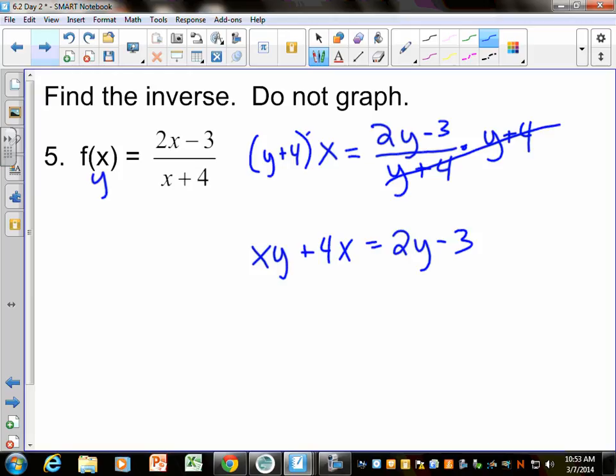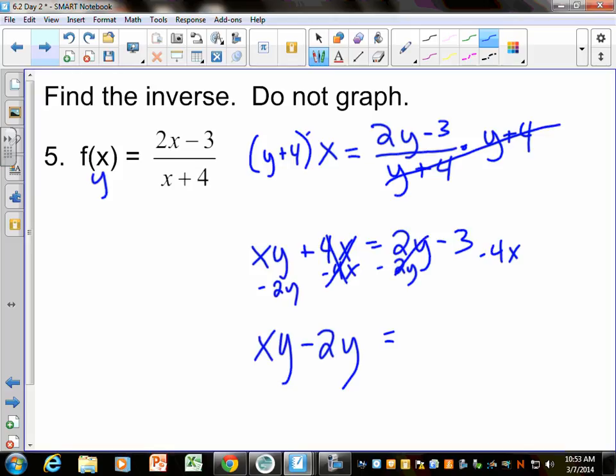So get your y's together, which means I'm going to subtract 2y over here, and I'm going to subtract 4x to the other side. Now remember our rules with algebra that we should know. There's no way that I can put xy and 2y together, like combine them. I have to just write that as x times y minus 2y. And then over here, I would have negative 3 minus 4x.